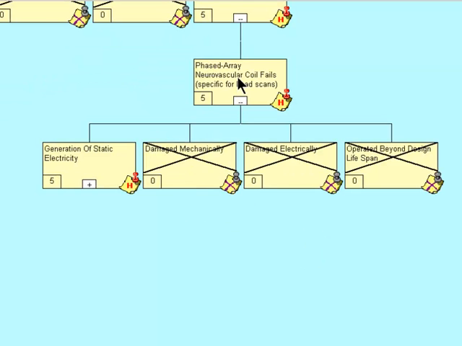Okay, so at this point we're going to ask, how could we have phased array neurovascular coils that fail? And these would be the ones specific for the head scans. They're operated beyond design lifespan. This is not the case. They were damaged mechanically or electrically. This is not the case because of our review after the failure of the failed parts. This metallurgical review after the failure of the parts demonstrates that the patterns on the failed coils are due to the generation of static electricity.